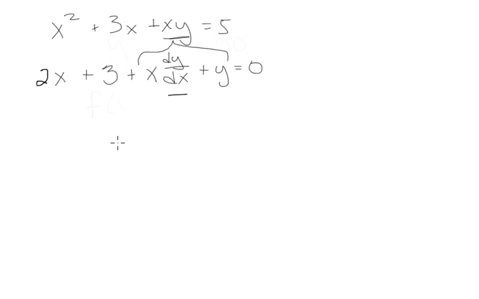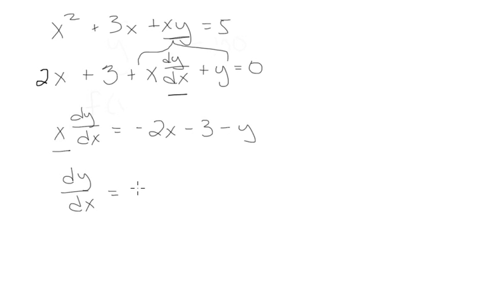I'm now going to try to get dy/dx by itself by moving all of the other terms over to the other side. I have x dy/dx is equal to negative 2x minus 3 minus y. And now I will divide both sides by x to get dy/dx by itself. And we get that the derivative of y with respect to x is equal to negative 2x plus 3 plus y over x. And notice that I just factored a negative 1 out of the numerator in this case.